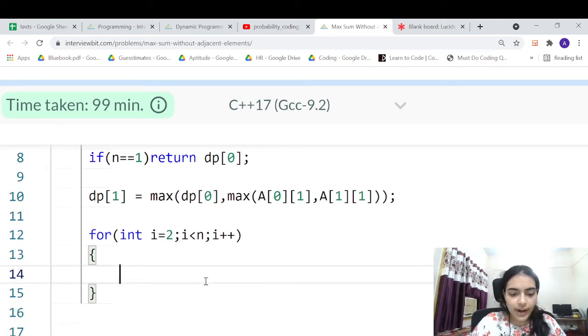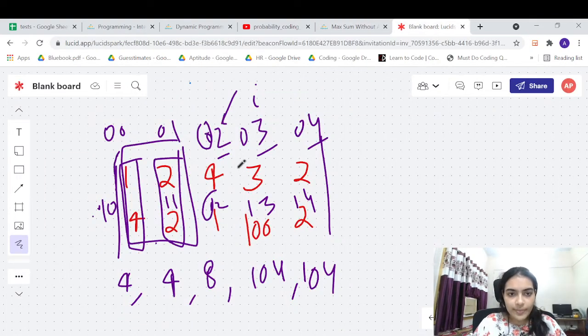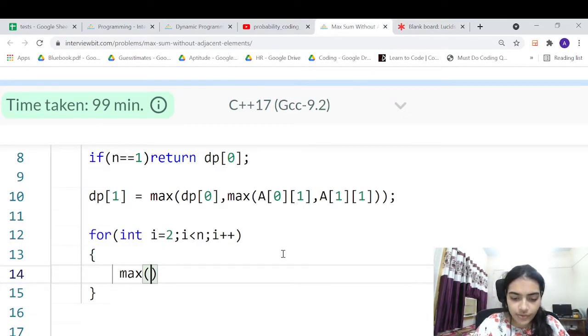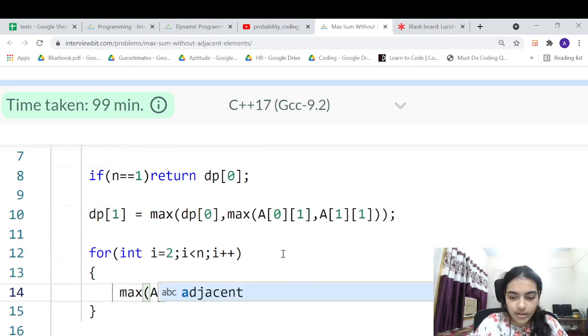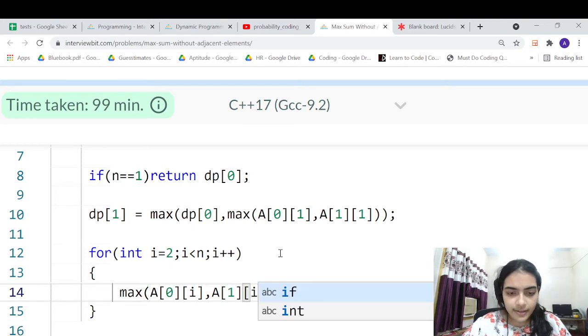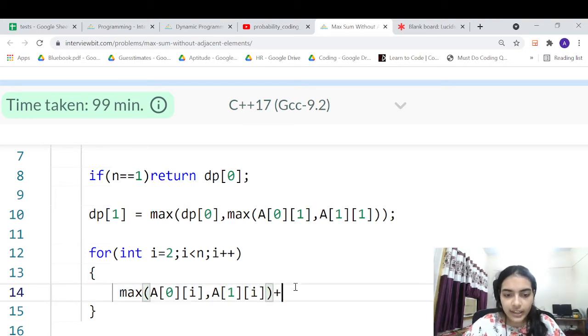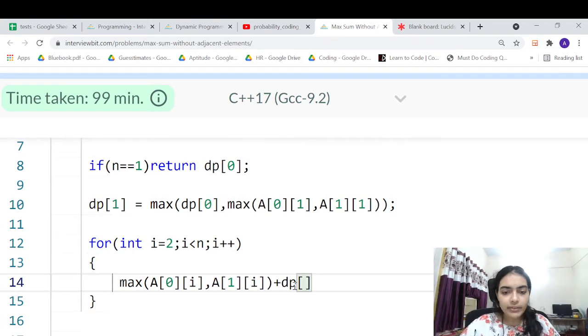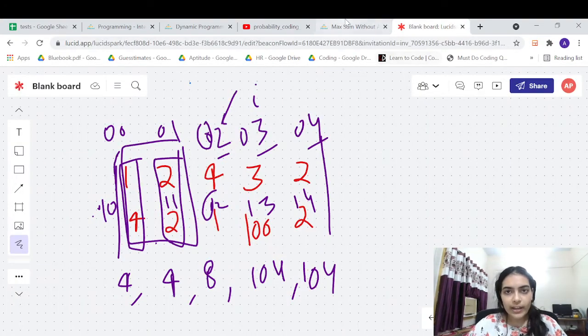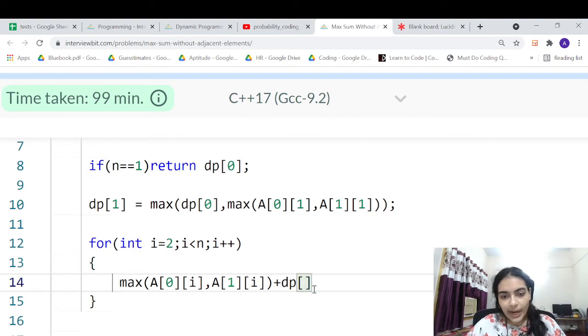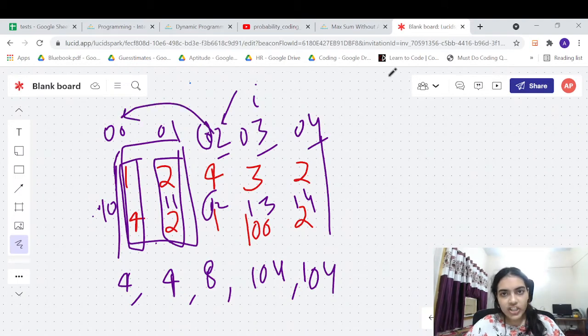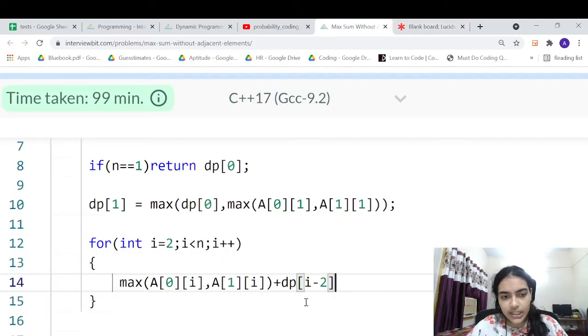First of all, we will find the maximum of these two values: max of 0 i, and max of 1 i. Whichever is maximum, to that we can just add the previous two values in our dp table. So what will that become? For example, if your i is 2, then you can take from this column, which is the 0th column, right? So i minus 2. That value you can take.